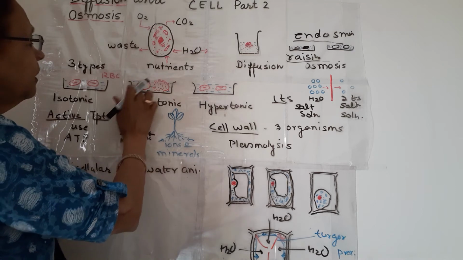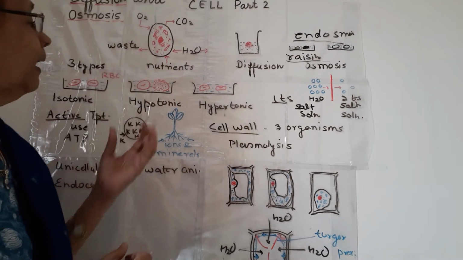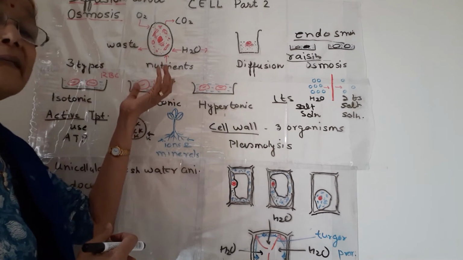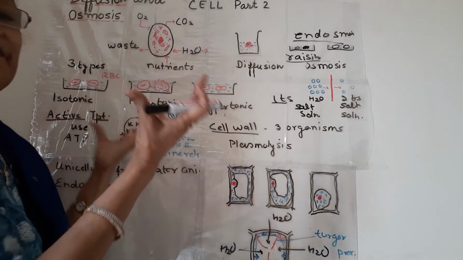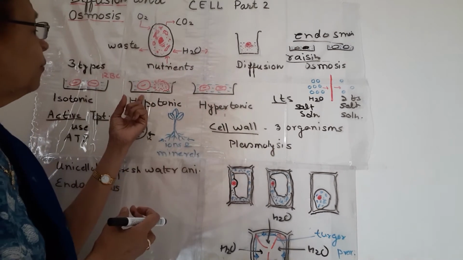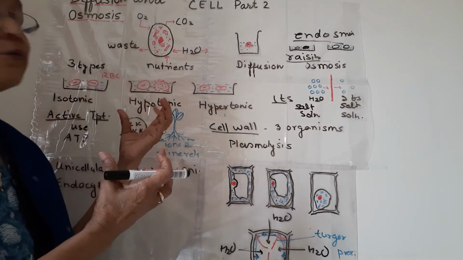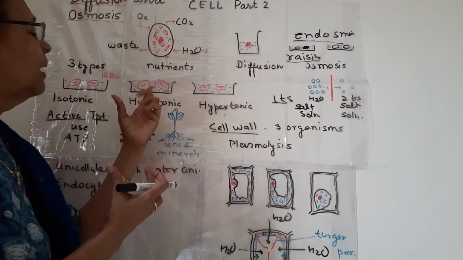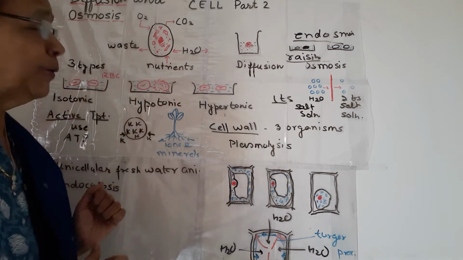less concentrated, the water will go inside the RBCs and they swell up. As this is an animal cell, it has no cell wall outside, they will burst. So when they absorb more water, they cannot hold this water and the RBCs burst in hypotonic solution.